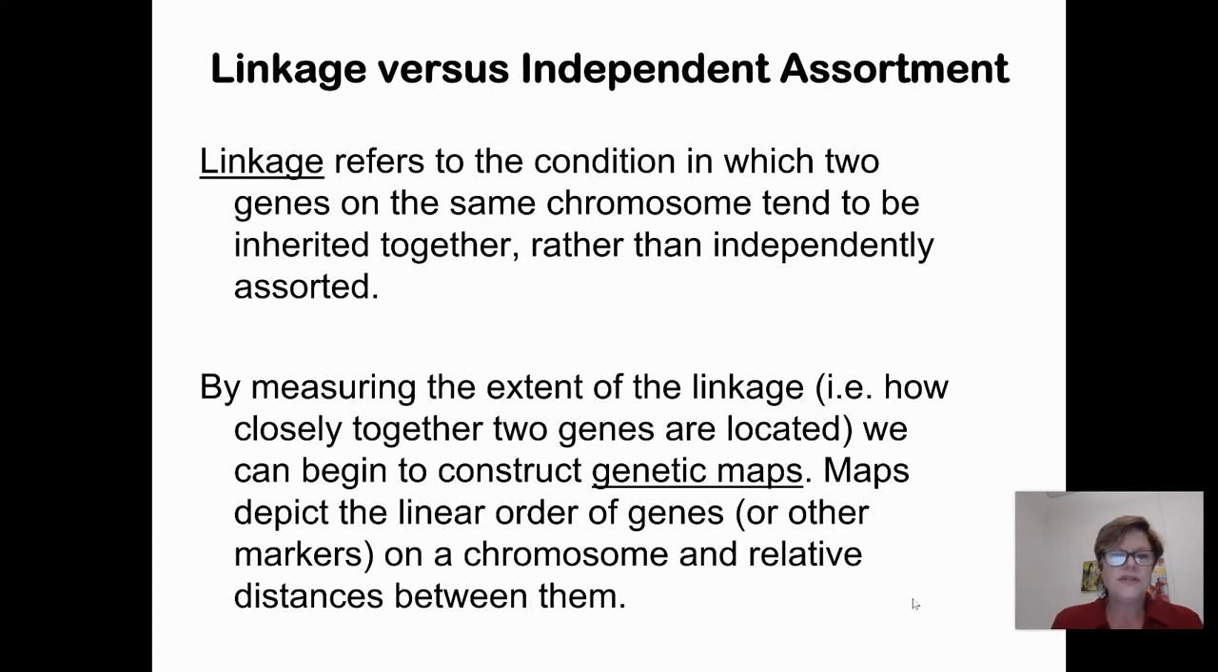What we're going to be doing, though, is measuring or calculating the extent of the linkage, meaning how close together two genes are located on a chromosome, so that we can construct what we call genetic maps. And that's a particular kind of map. Any kind of map depicts the linear order of something, in this case genes, on a chromosome, and then the relative distance between the genes.